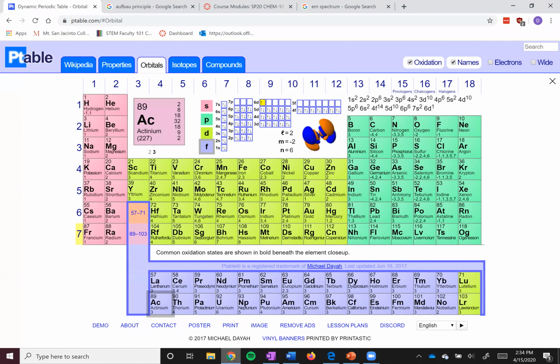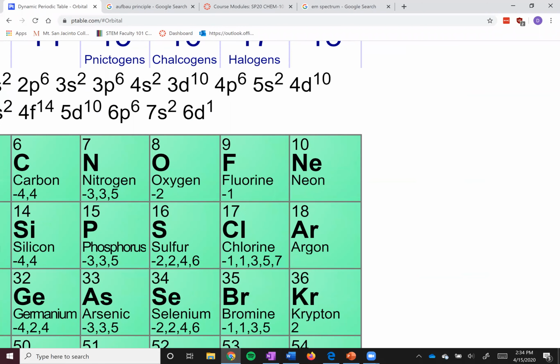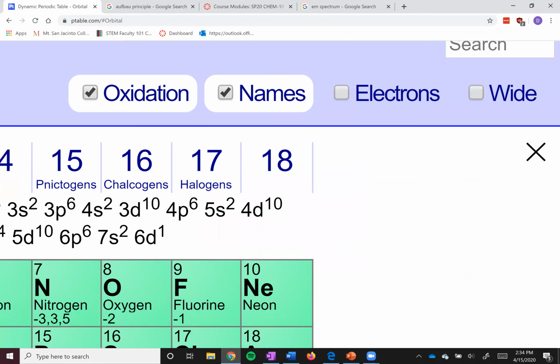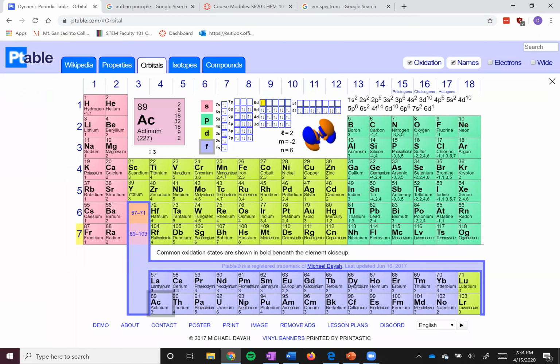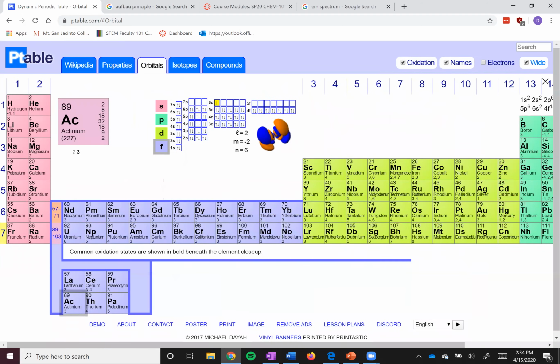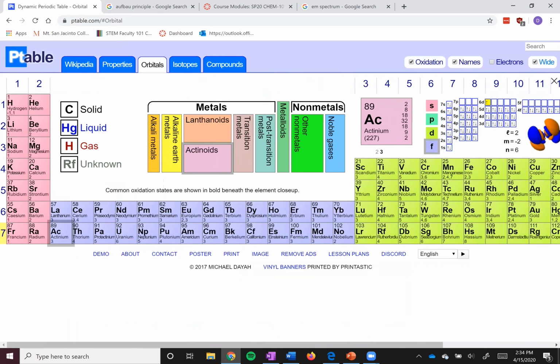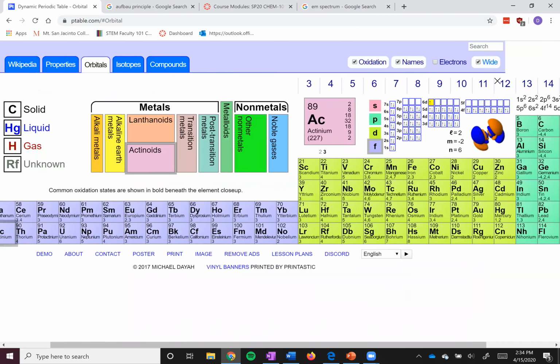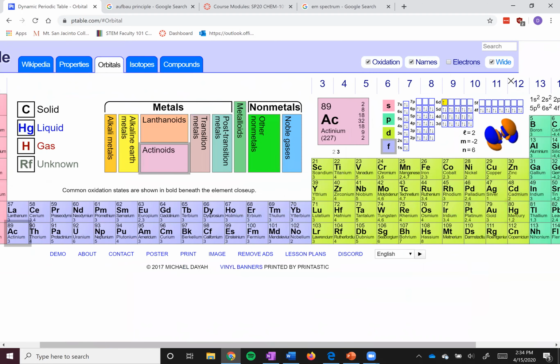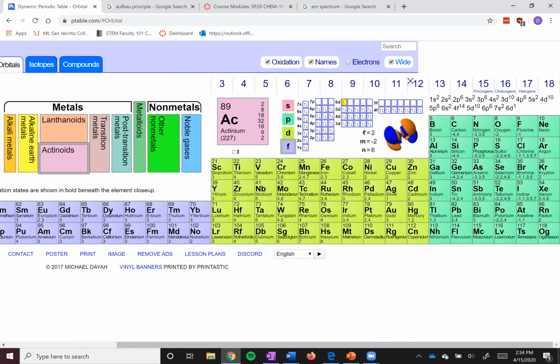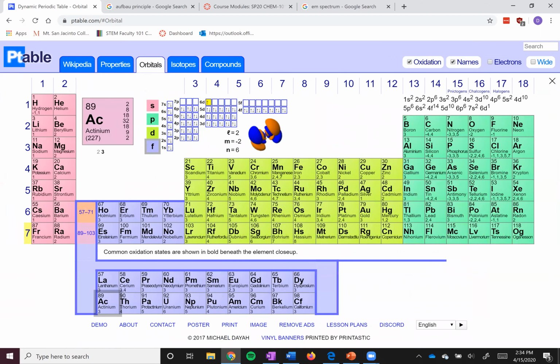You can see the same thing on ptable.com. Again, I'm a huge fan of this site. All you have to do is go over here on the right and click wide. So I'm going to zoom out and show you what happens when I click wide. You see it inserts all of them in there, and it's inconvenient to have to scroll back and forth, so you can use this wide function to look at it.